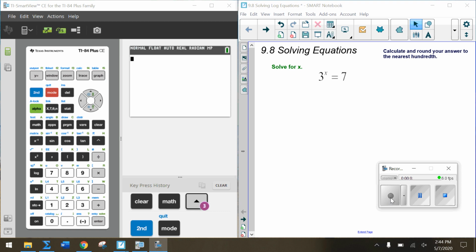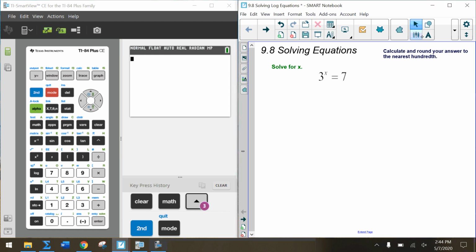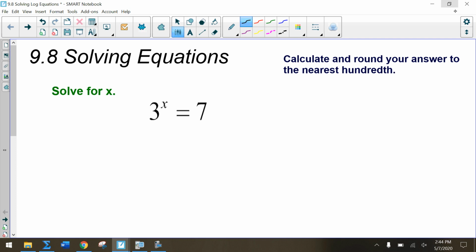So for all the remaining lessons within this unit, we will need our calculators. So we're first going to start with this function. We're going to solve for x. So we have 3 to the x equals 7. So the first question I have for you is, what form is this in?